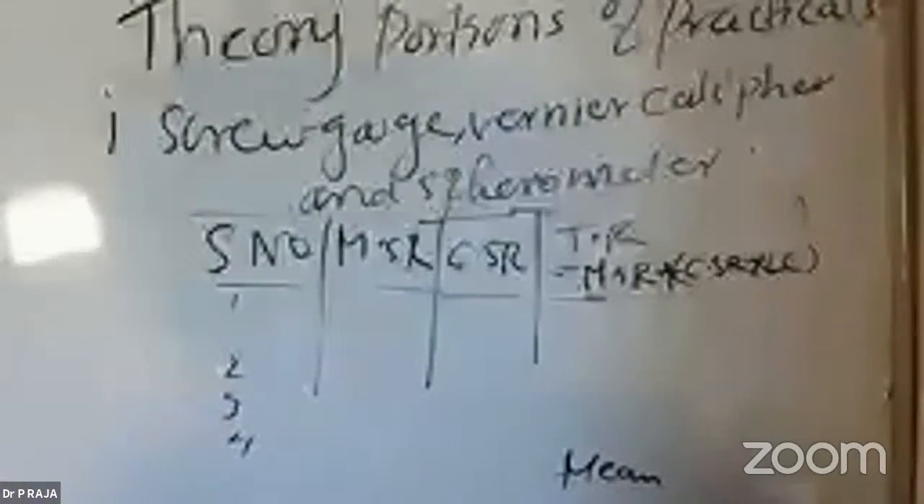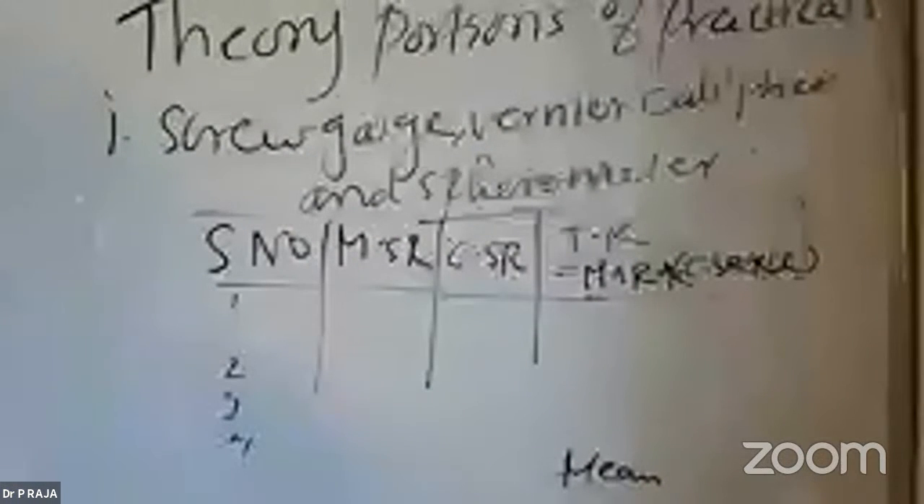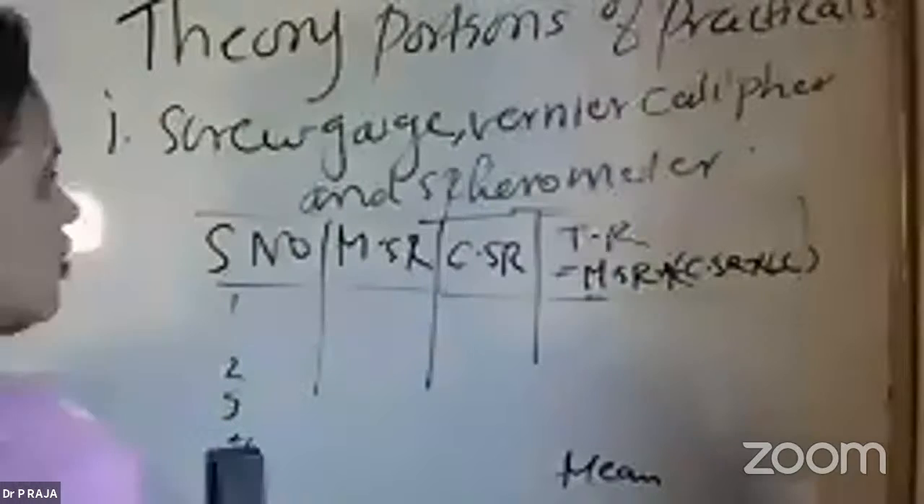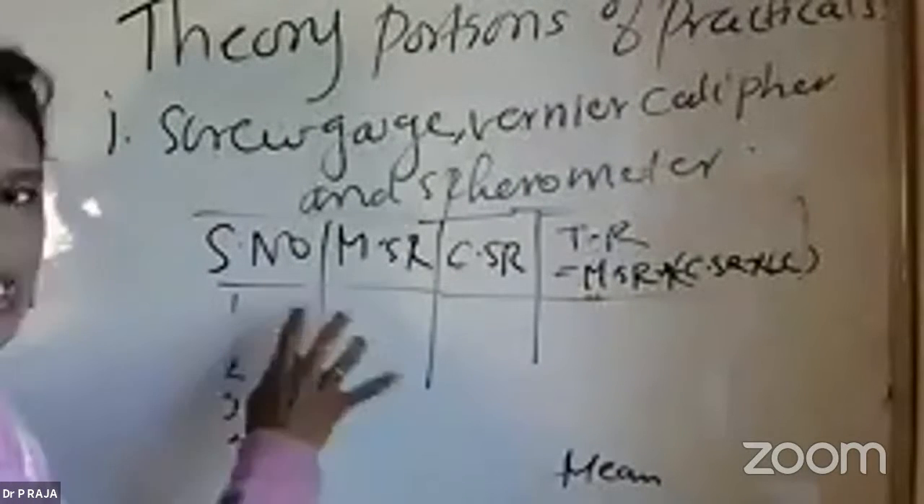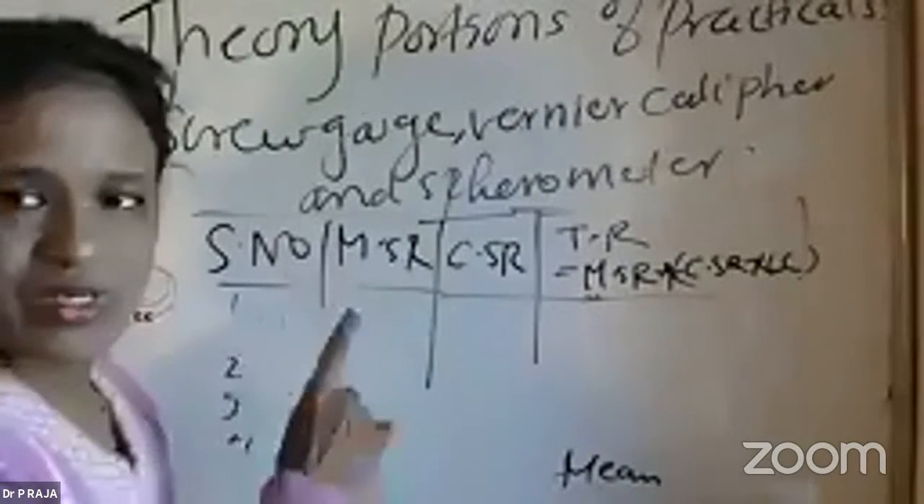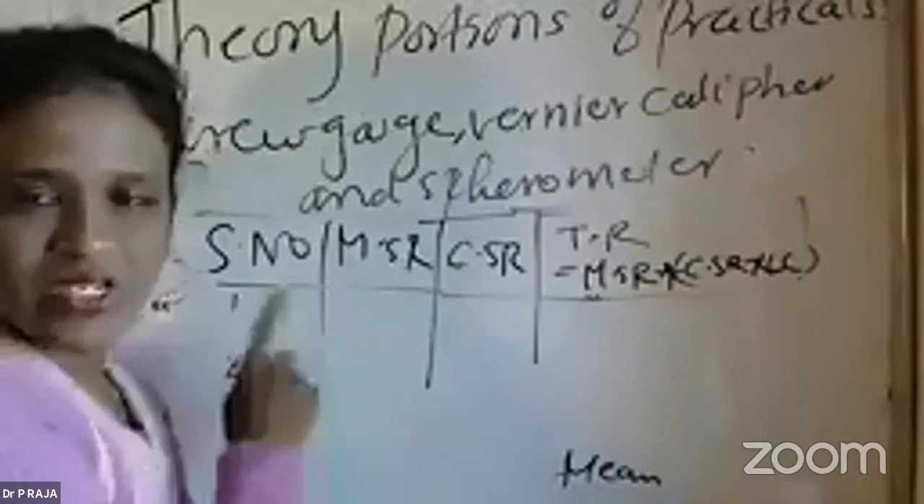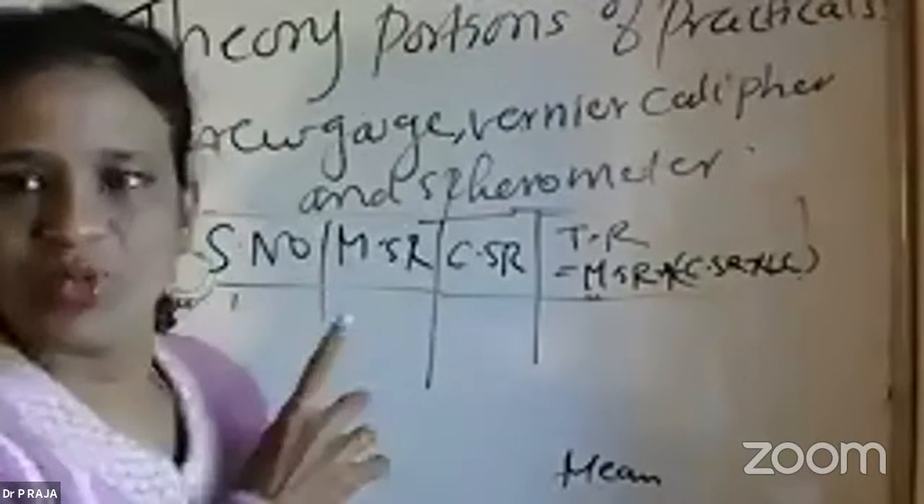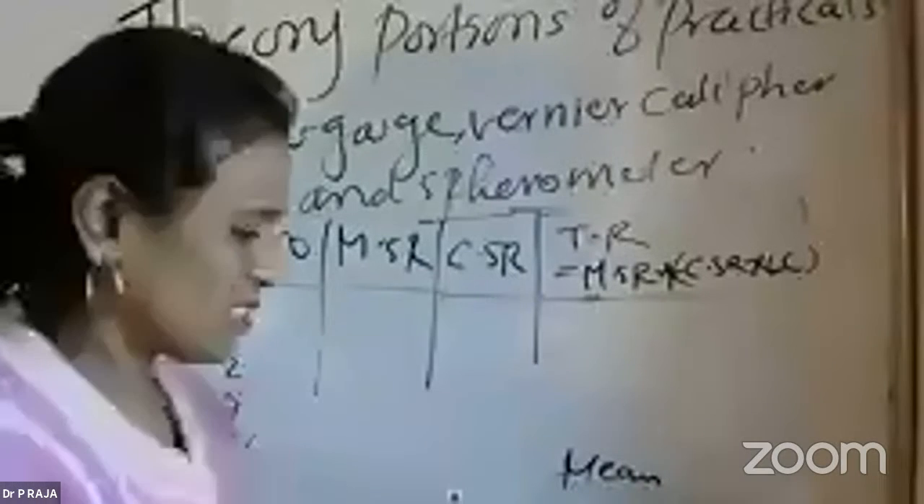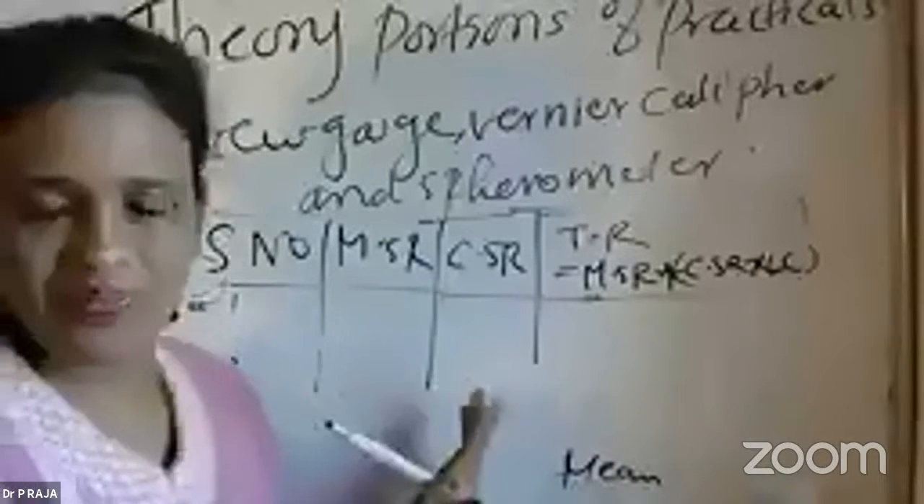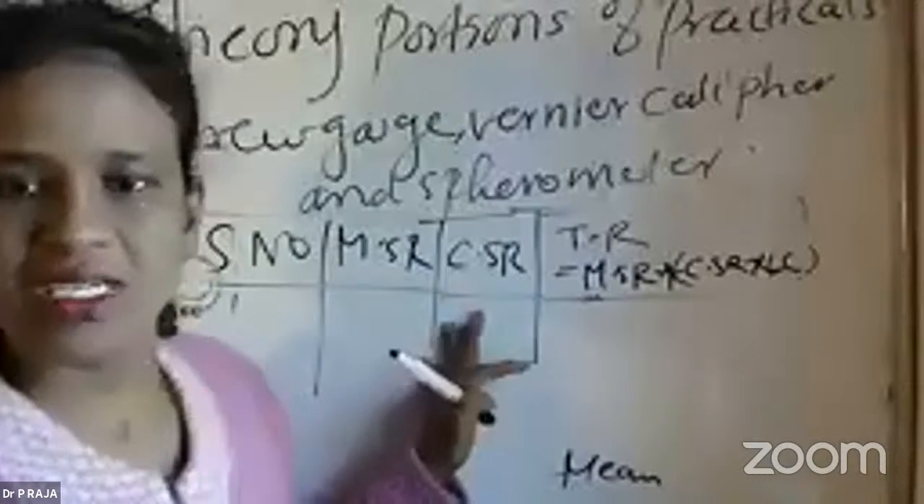Yes, adjusted. This one, you will continue with this observation table for the vernier also. Screw gauge I've already told, vernier also you will do in a similar way. You will study it, write it and keep it ready. And I will be explaining about the 3rd experiment.